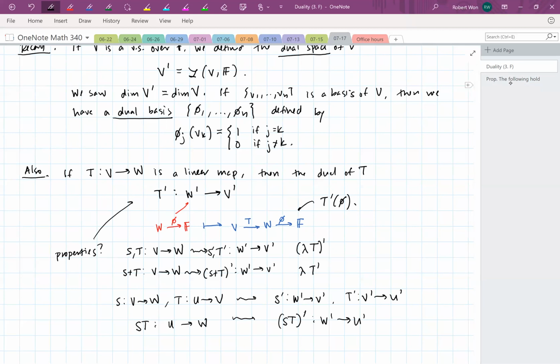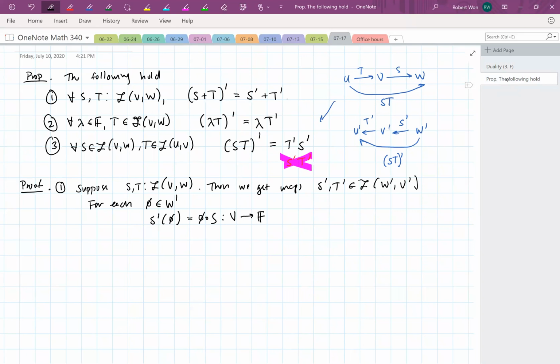Right? I guess I didn't write it here, but this is just phi of S. Sorry, phi of T, right? First do T, then do phi. Okay, similarly, T dual of phi, this is phi of T. Again, this is a map from V to F.